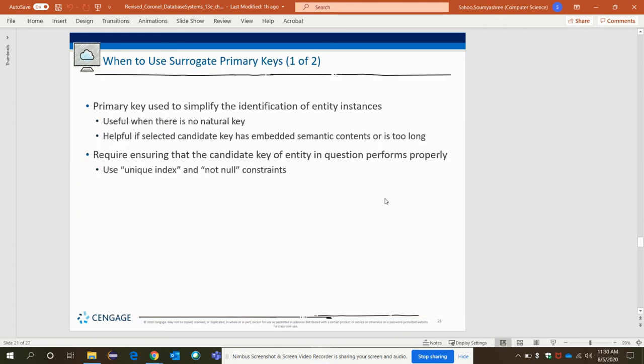Next comes surrogate primary keys. Now, what is this? This is a special type of key, an artificial primary key that is used to uniquely identify each entity occurrence when there is no good natural key available, or when the natural primary key would include multiple attributes. A surrogate primary key is also used if the natural primary key would be a long text variable.